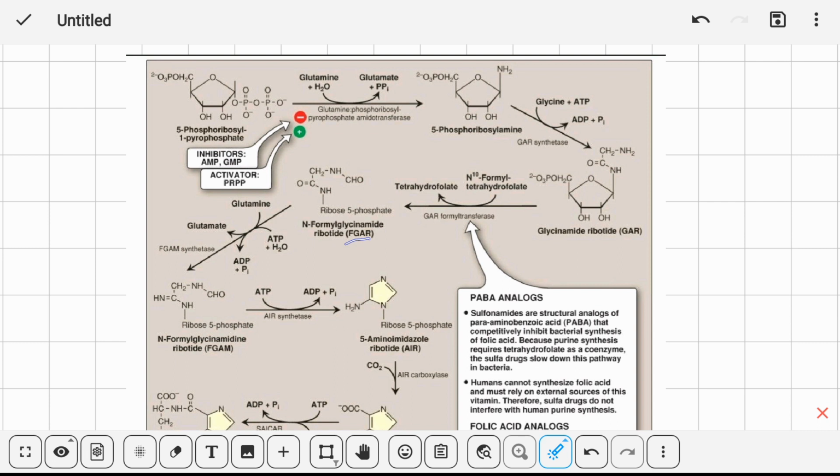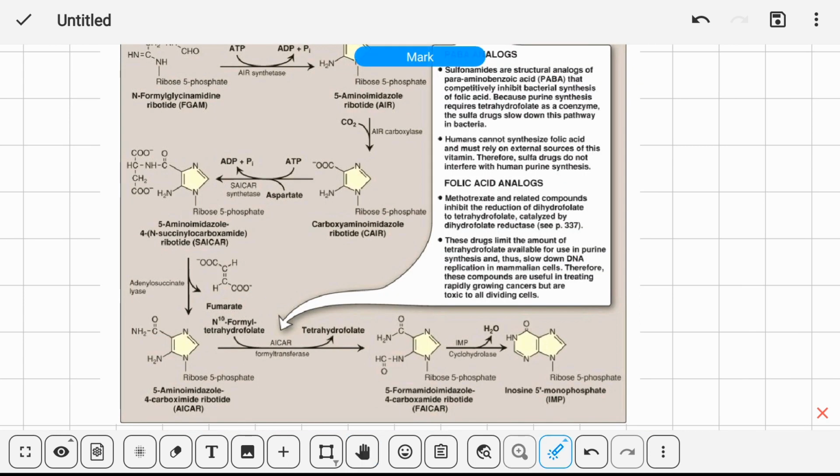FGAR is then acted upon by FGAM synthetase to form FGAM, and another glutamine is being used here, and here is an ATP. FGAM is then converted into AIR by AIR synthetase, another ATP. Okay, so AIR is now acted upon by AIR carboxylase and is converted into CAIR and a carbon dioxide.